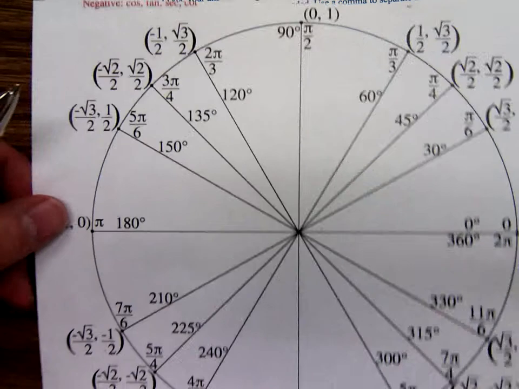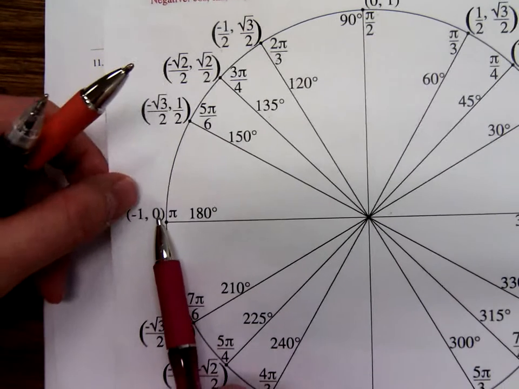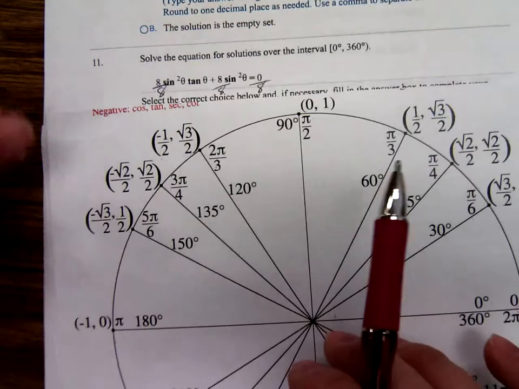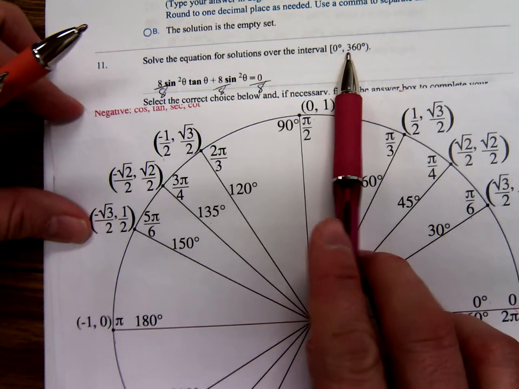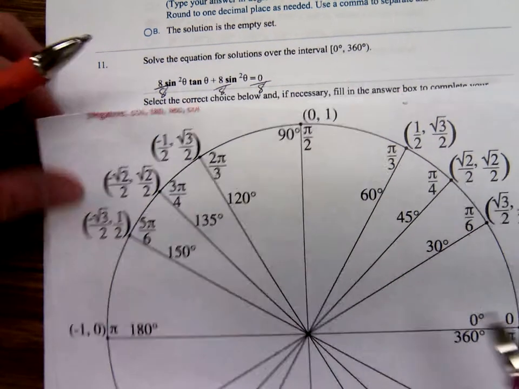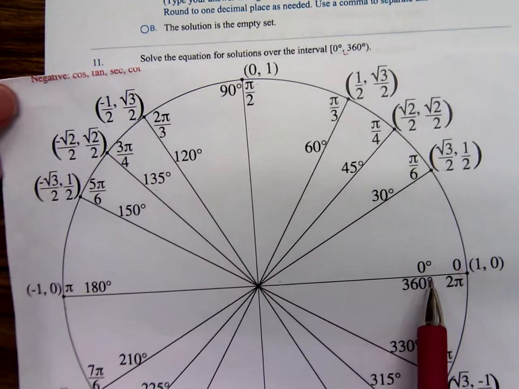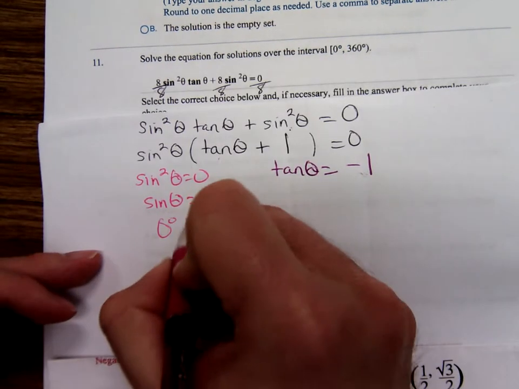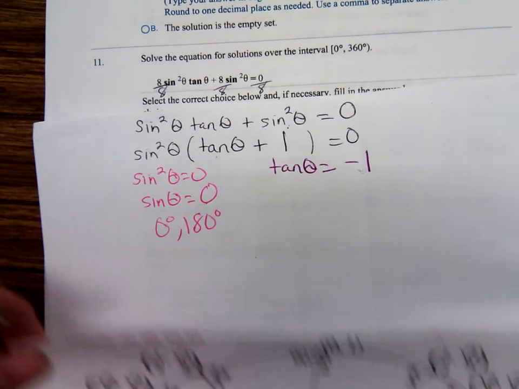Sine is 0 at 0 and at pi, or is this one where we're told to write it in degrees or radians? Degrees, 0 to 360. So sine theta is 0 at 0 degrees and 180 degrees. Now, where's tangent -1?